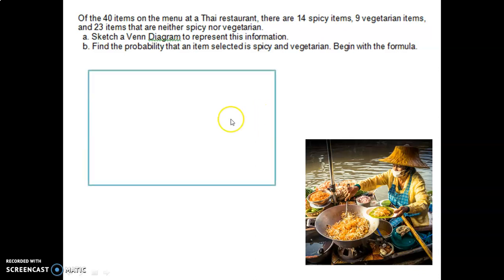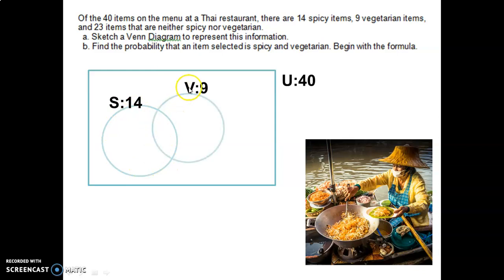All right, here we are back again. Hopefully you've tried this out. Let's check your work. We have our universal set of all 40 menu items. On that menu, we have a set of 14 spicy items, and then we also have a set of 9 vegetarian options. It never said that some vegetarian options are also spicy. So how do we know there's an intersection? Well, the way we know is it tells us there are 23 items that are neither spicy nor vegetarian.